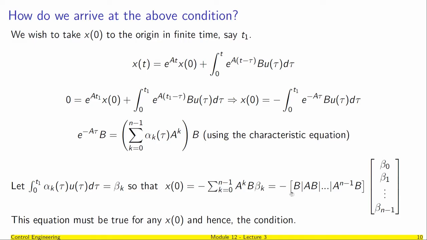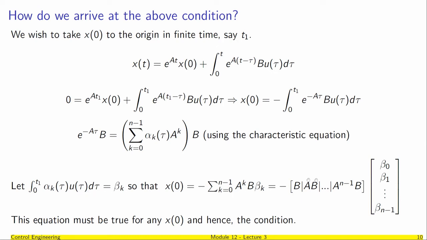I can also write this as x naught is B times beta naught. If I just take k equal to 0, what I will have is A power 0, which is the identity, so it will be B times beta naught here. For k equal to 1, I will have A power 1, so AB times beta 1, and so on, until I reach n minus 1. Now, where does the unknown sit in here? The unknown sits in the betas. The u's appear in beta.